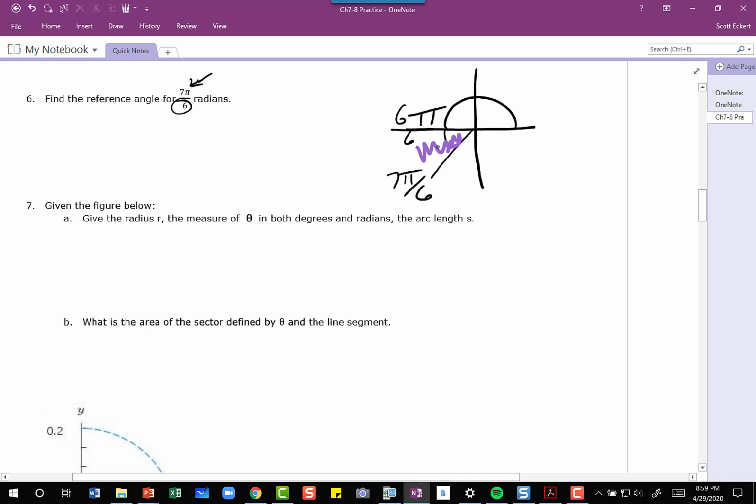And I can find that simply by subtracting. Now I know that a lot of you can do that in your head. 7 pi sixths minus 6 pi sixths. So I'm taking the top half and subtracting it off 7 pi sixths to find this reference angle part, which is pi sixths. And since we started the angle in radians, we're going to find our reference angle in radians.